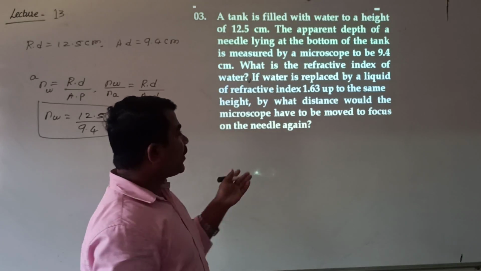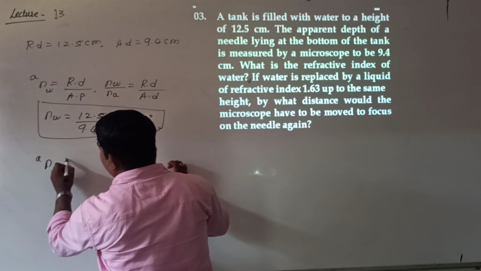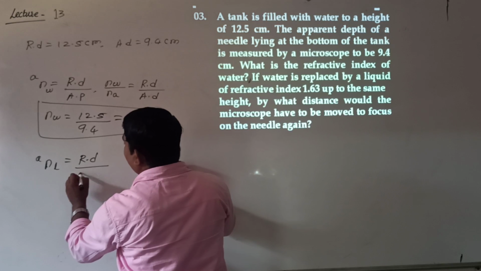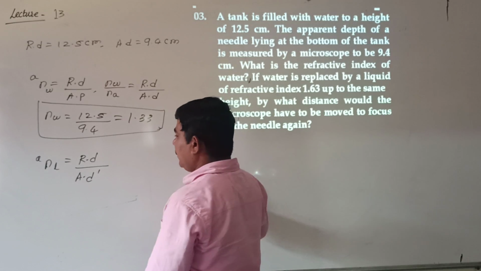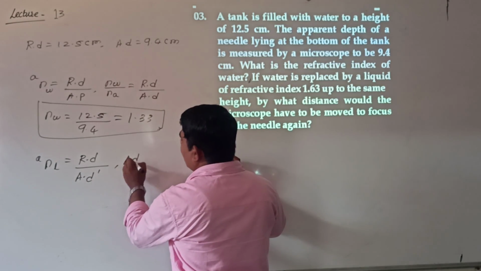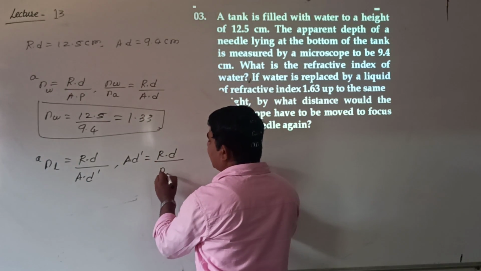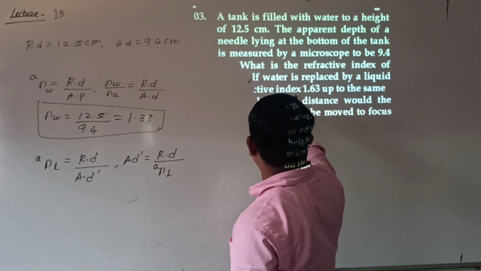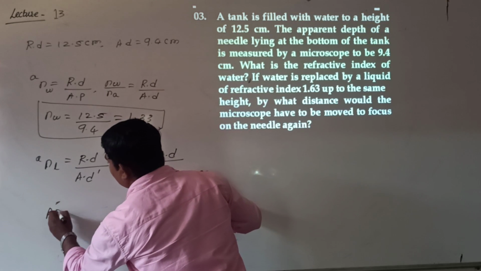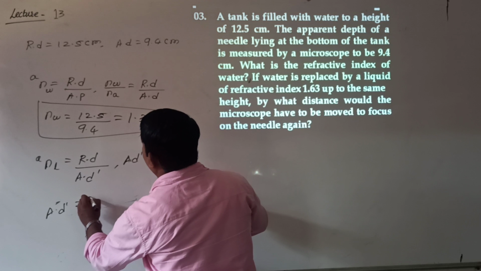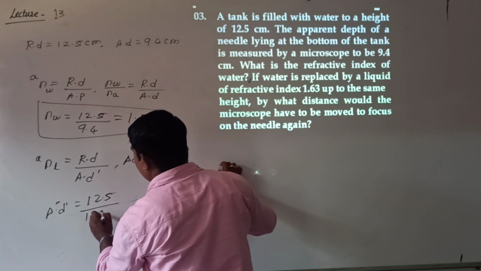See here. Now for the liquid, how to write? Refractive index of liquid with respect to air is equal to real depth divided by apparent depth again. This is the new apparent depth. Then what is the new apparent depth from this? New apparent depth is equal to real depth divided by the refractive index of liquid with respect to air. The liquid is given as 1.63. So the new apparent depth is equal to real depth, which is 12.5, divided by the refractive index of the liquid, 1.63.